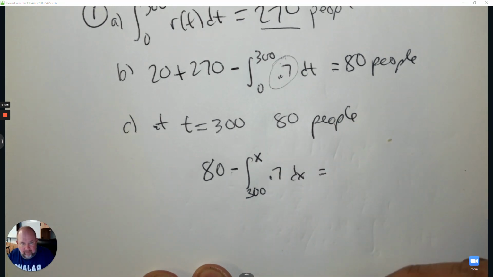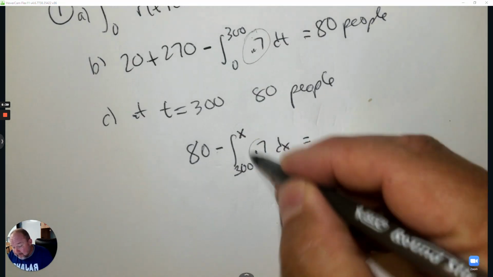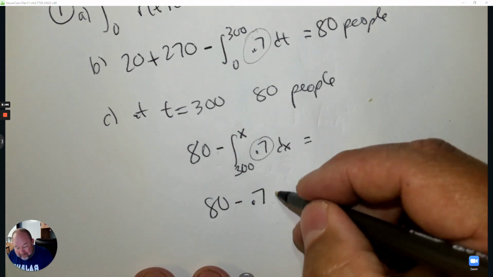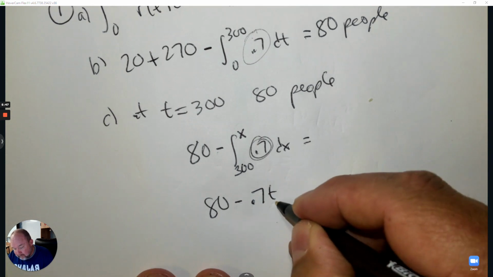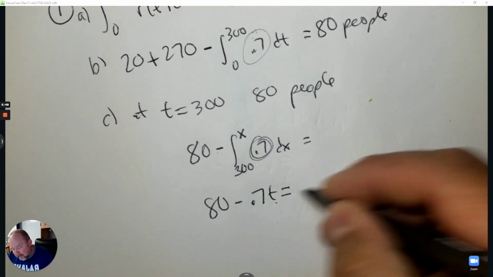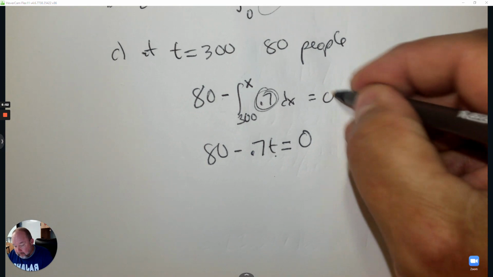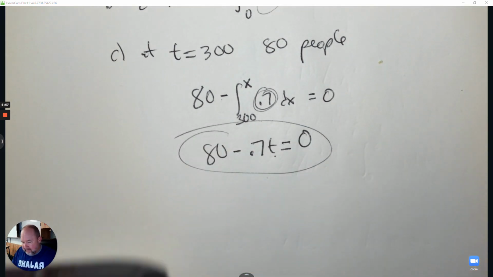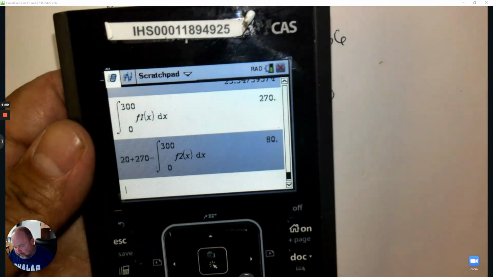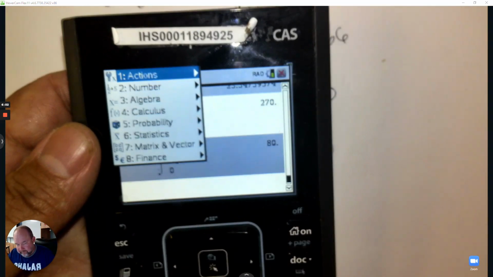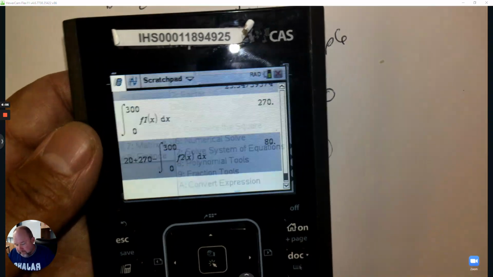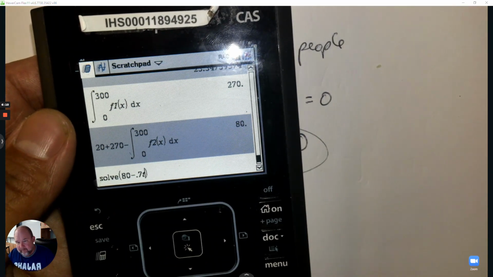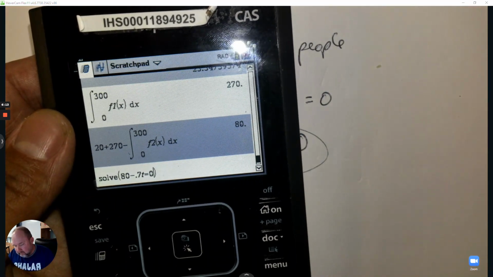And then I would solve for that one. Now, if I integrate 0.7, it's just 0.7 times x or t, since it's a constant, so just put the letter there. I want to know when that answer is ultimately 0, when there's no one left. So then I'm just going to solve that equation. I don't need to type any more now. Menu, algebra, solve. And I have 80 minus 0.7t equals 0, comma t.